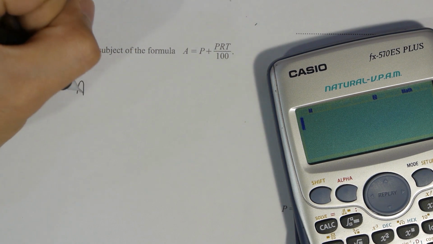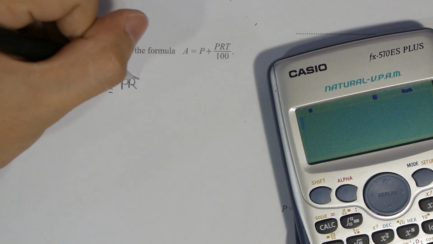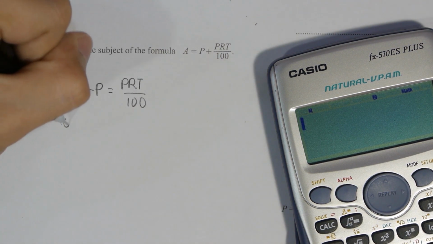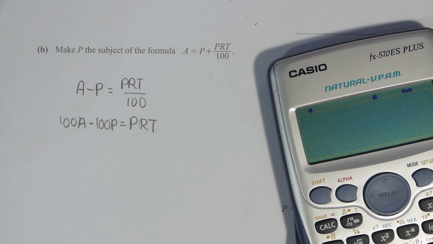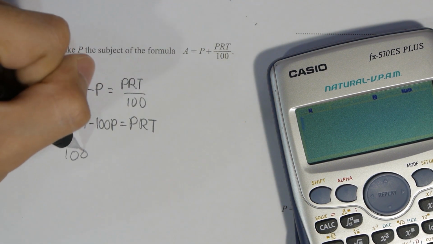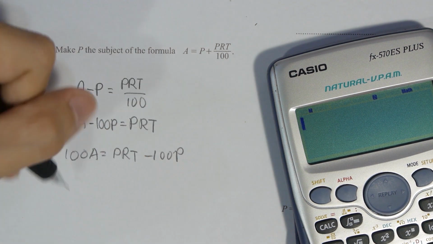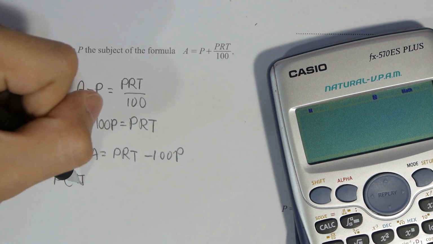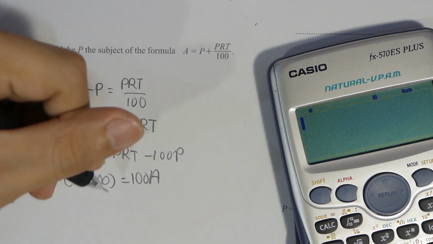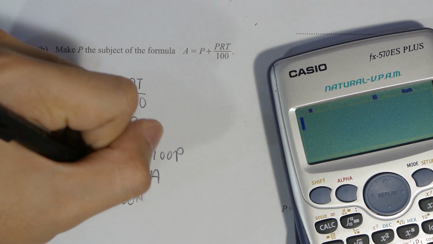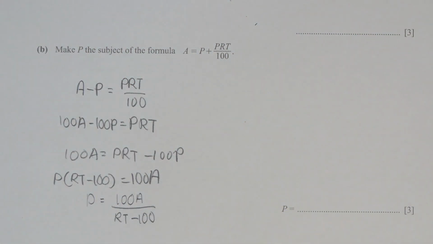And for part B, make p the subject of the formula. The first thing that I did was to shift p to the other side and multiply a minus p with 100. Then I rearranged them to get PRT minus 100p equals 100a. And I extracted p from both of them, and your final result will be 100a over RT minus 100.